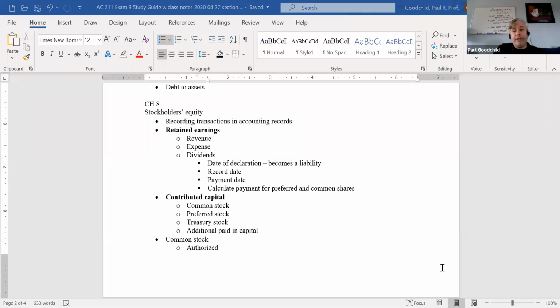So I had a question, and the question said, what's a declared dividend versus a regular one? So there's not really a difference there. It's just once a dividend is declared, it becomes a liability. Generally speaking, if I had to come up with a difference between the two, it's just timing.